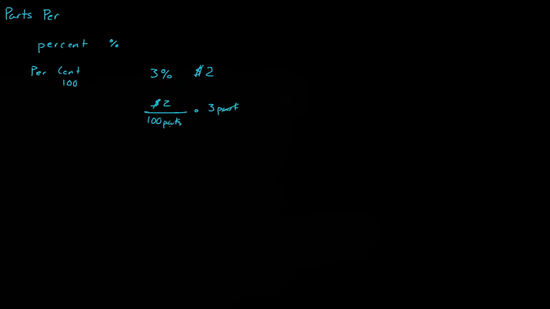Notice the parts cancel out, and what we end up with is $6 divided by 100, and that is equal to 0.06, or 6 cents. So this is an excellent way of testing yourself with percents, because you might already have an idea of how to do a percent. This is the exact same method we'll use for parts per million.